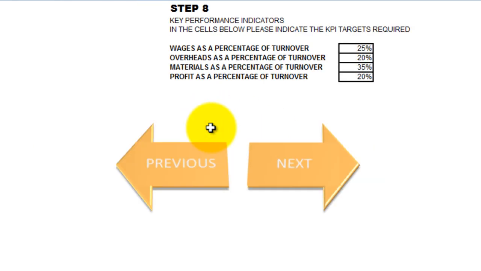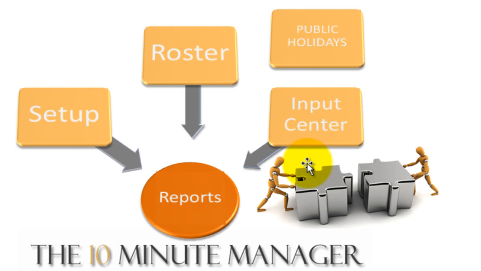And the last step is setting our key performance indicators for our wages, overheads, materials and profits. Okay, it's very, very important that you set these KPIs here, because that's what you will be holding your managers accountable against. So let's move on from there. This brings us to our index page.